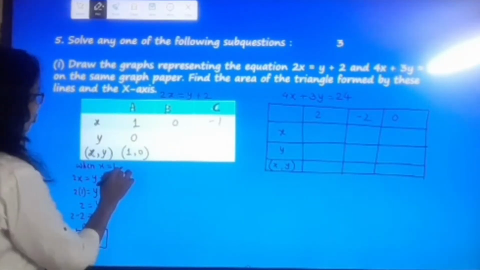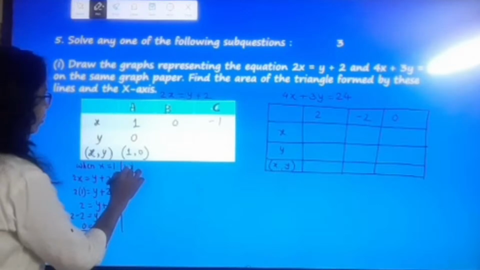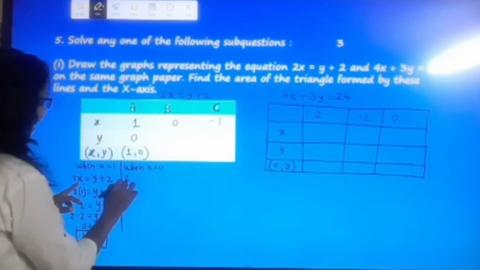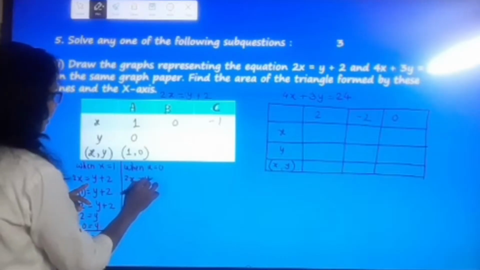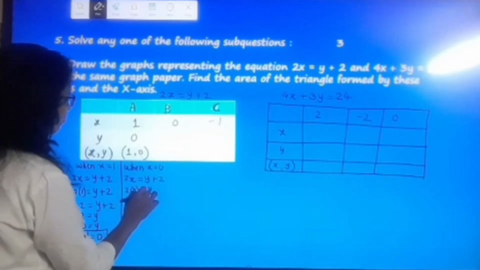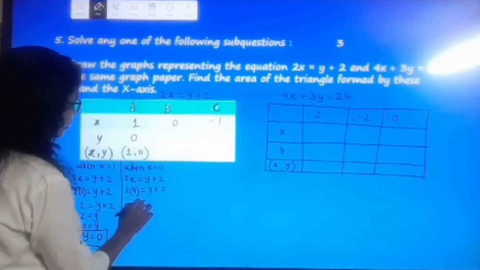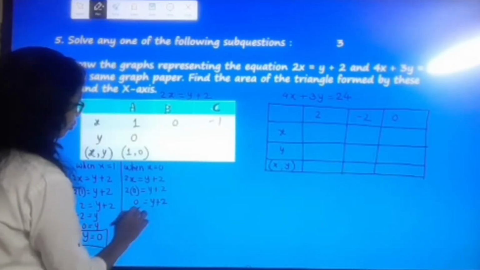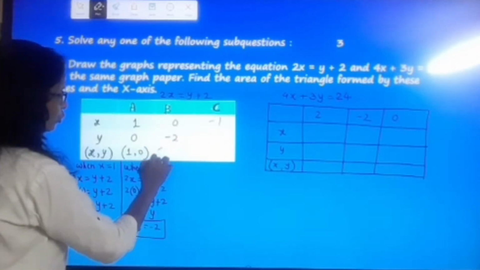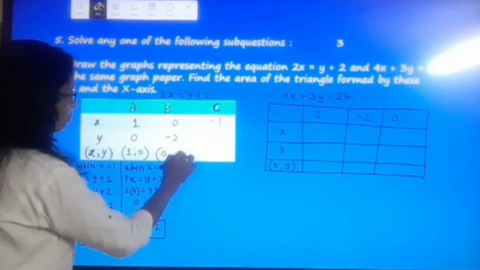Okay. And then students, second one, when x is equal to 0, then I write down the equation 2x is equal to y plus 2. Then 2 multiply 0 is equal to y plus 2. So 0 is equal to y plus 2. So students, minus 2 is equal to y. So y is equal to minus 2. So the coordinate is 0, minus 2.